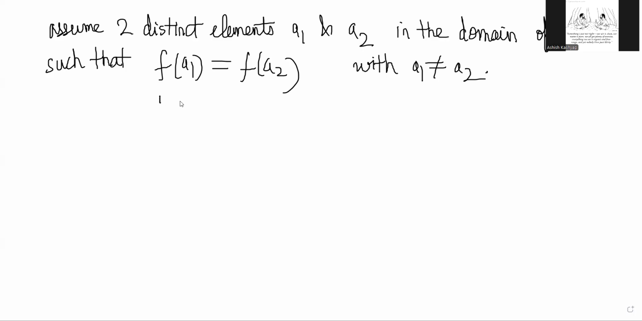If you can show that f of A1 is equal to f of A2 with A1 not equal to A2, then that is a contradiction, because that means that the function is going to be not injective. The same output is coming for multiple different inputs, right? So this is a standard way to try to understand whether a function is injective or not. So keep that in mind. Let's go to the next problem.